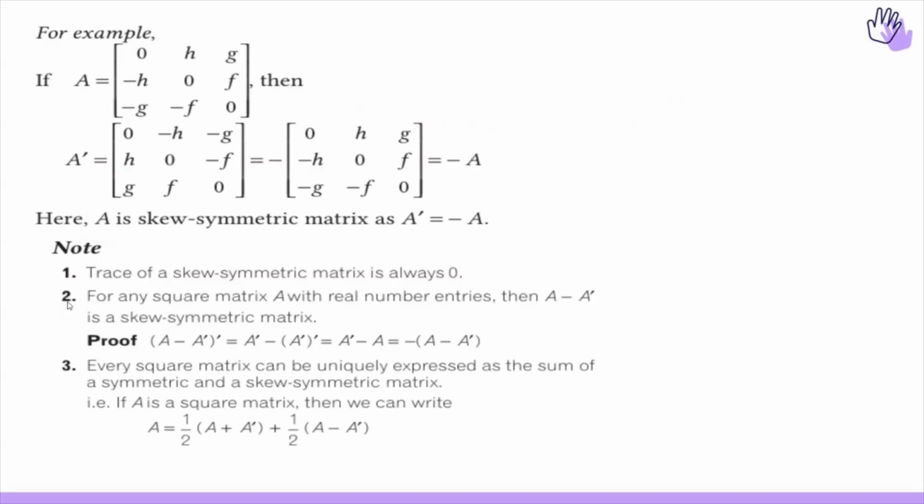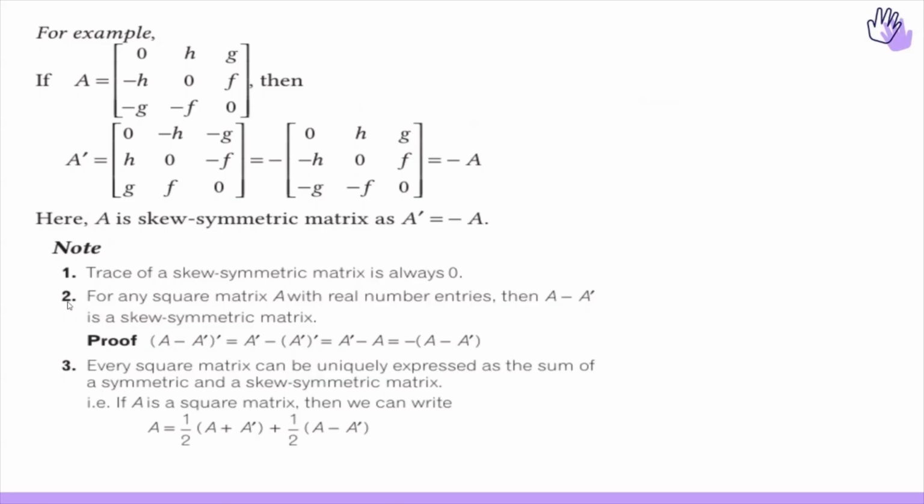And some note points that you need to mention. The trace of a skew symmetric matrix is always 0. So what is the trace? We have already discussed. Trace is nothing but the sum of the elements in the diagonal. Okay, and because we have seen the elements in the diagonal will always be 0, all the elements in the diagonal are 0. Therefore, the sum of those elements will also be 0, right, in a skew symmetric matrix. And for any square matrix A with real entries, A minus A bar is also a skew symmetric matrix. Okay, so just like in the case of a symmetric matrix, where we have seen if A is a symmetric matrix, then A plus A bar will also be a symmetric matrix.